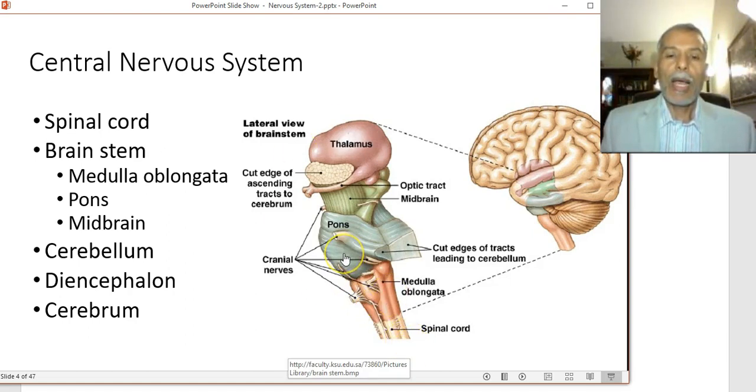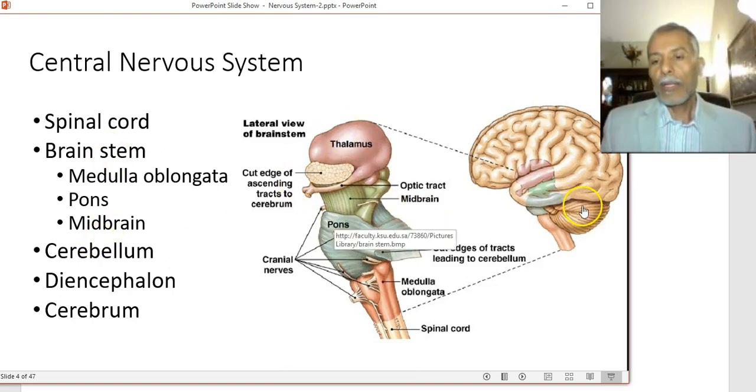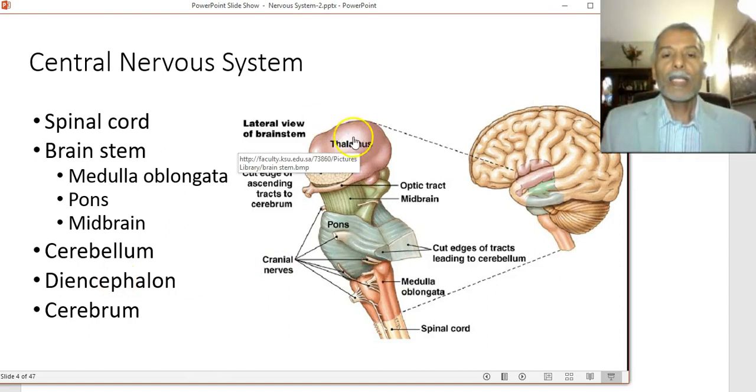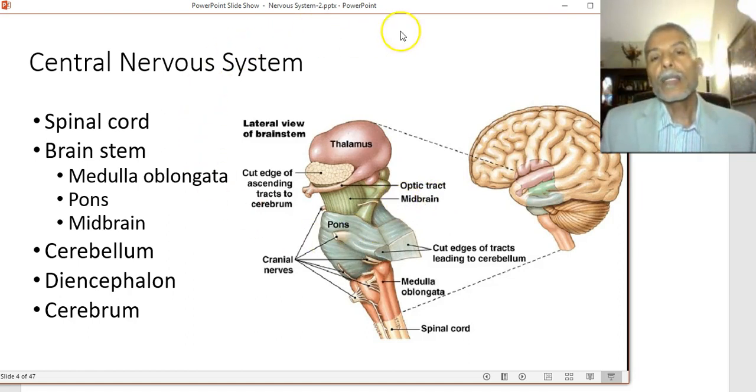So the parts of the central nervous system are the spinal cord, the brainstem, and the brainstem has the medulla, pons, midbrain, and then we have the cerebellum, and then we have the diencephalon, the thalamus and the hypothalamus, and everything else that comes above and surrounds these areas, basically what you see here, is called the cerebrum. The cerebrum. And the cerebrum has different parts. So I'll walk you through and tell you the different parts.